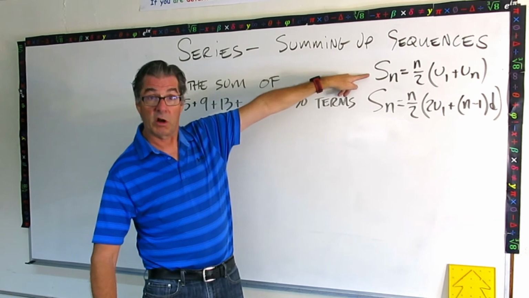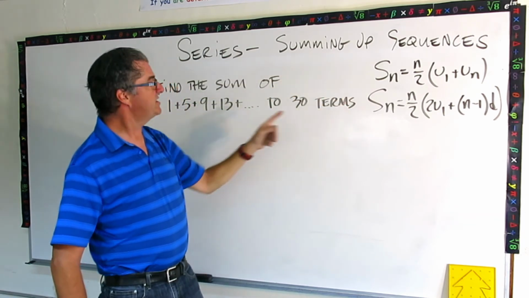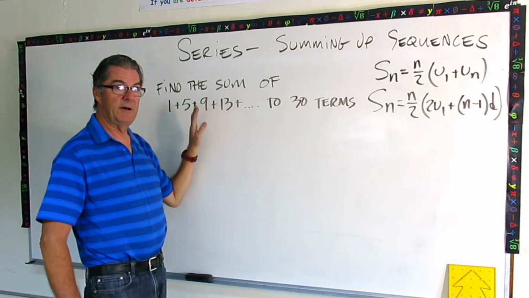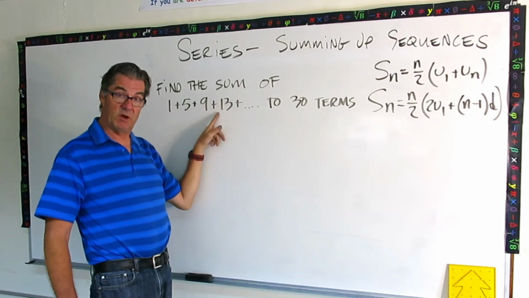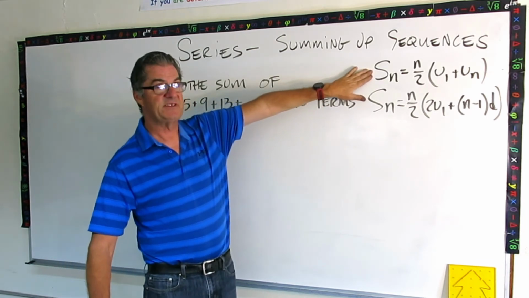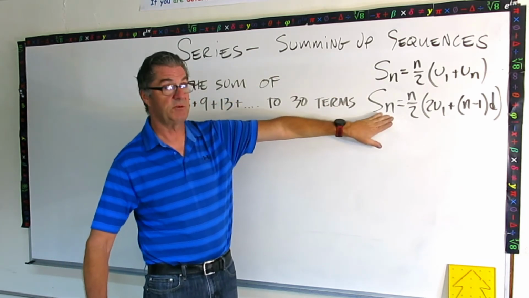This one could work, all right, because you just have to figure out what your 30th term is. So you can figure out the explicit formula for the sequence and then calculate the 30th term and then use this formula. But that's a much longer way to go. So let's use this one.